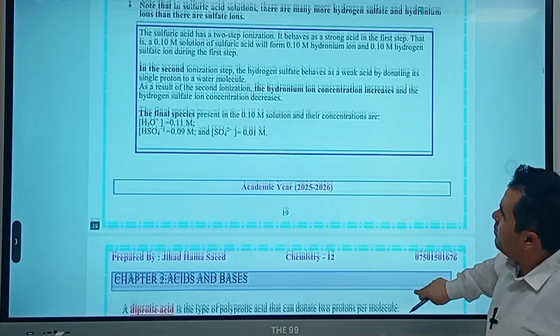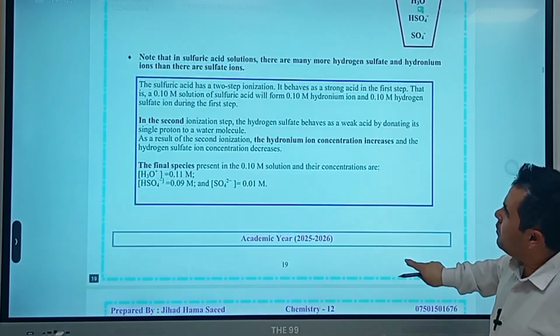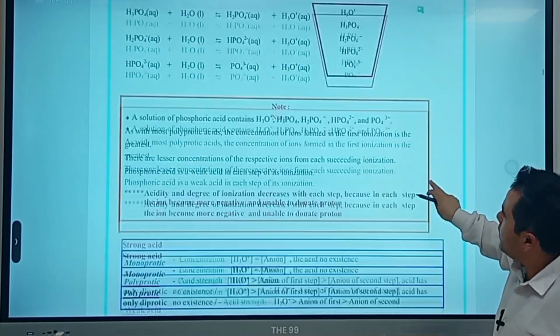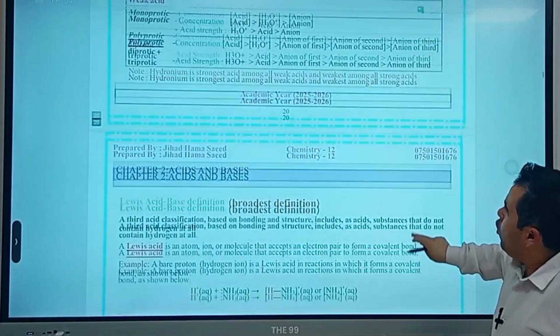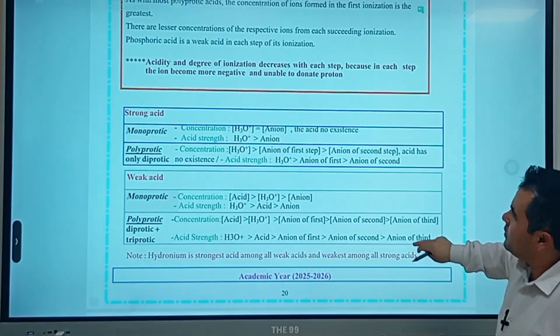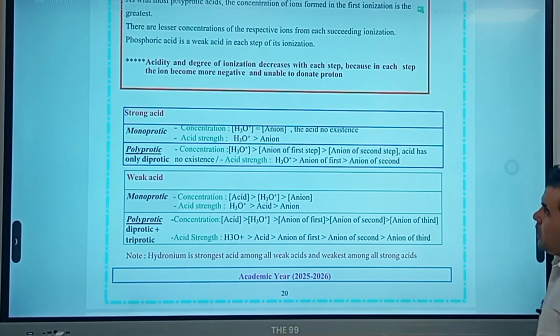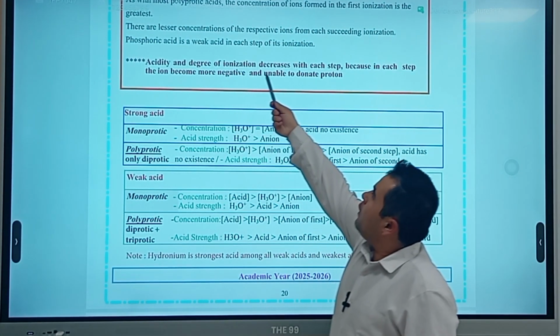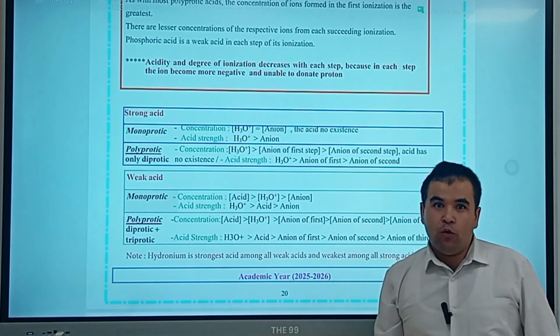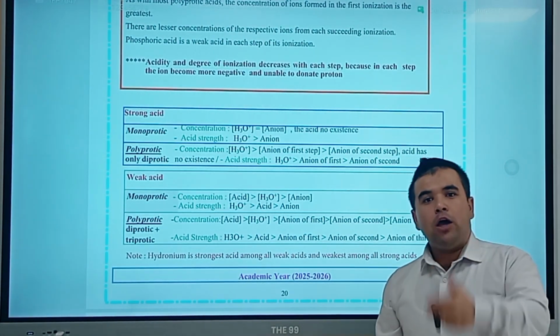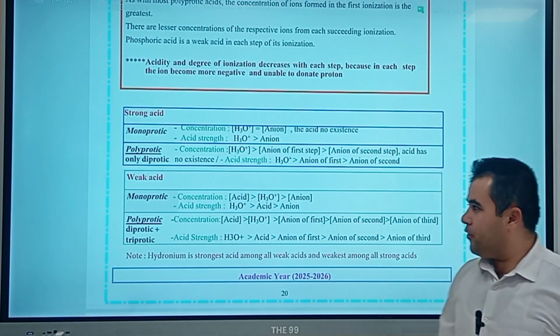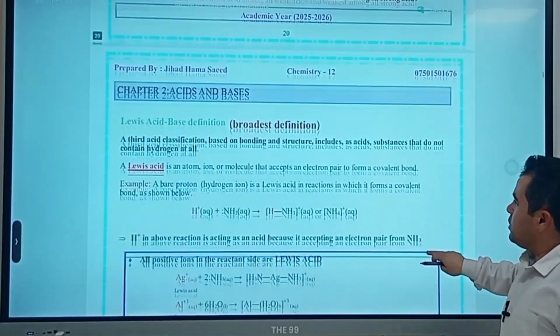That's the explanation. I have provided all the details for the processes. Acidity and degree of ionization decrease with each step. So as it ionizes more, the acid's strength reduces with each step.